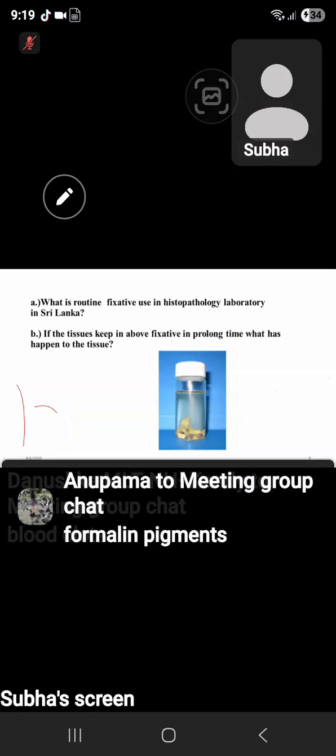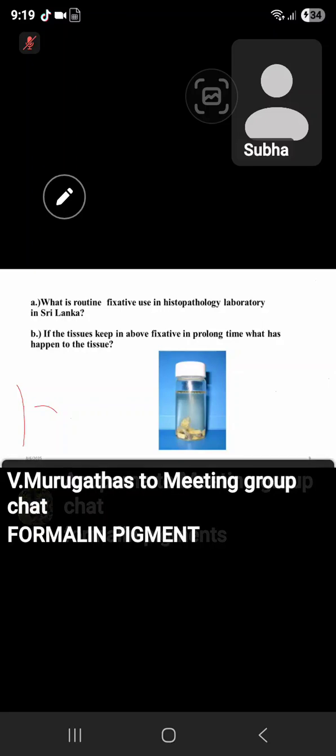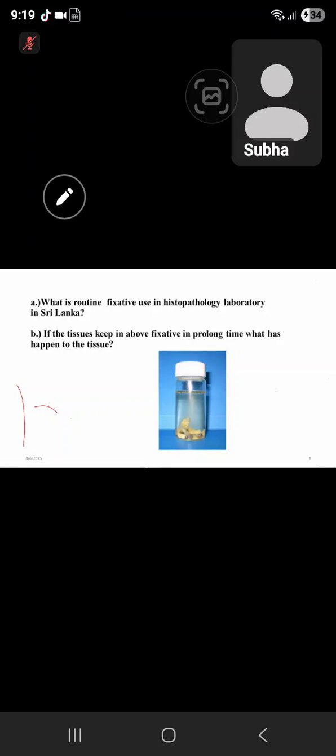So what are the artifacts related to fixation? Pigments, especially formalin pigments, and what else? Now we do not use mercury-containing fixatives. Earlier we used them, so mercury pigments could appear, but nowadays we do not use mercury-containing fixatives.